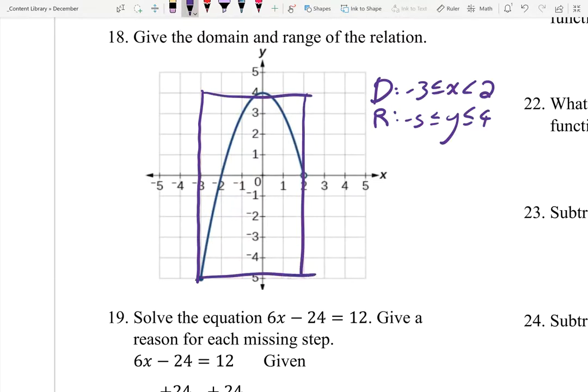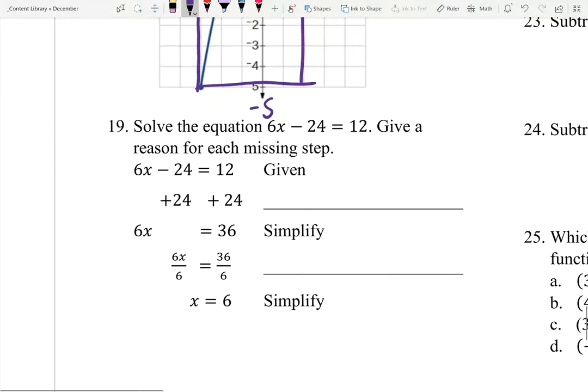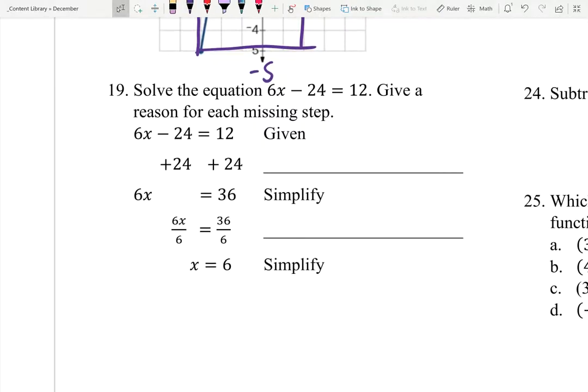Okay, just drawing lines and stuff. All right. There we go, right? -3 to 2. And, well, let me do it on the number line, right? -3 to 2. And -5 to 4. Kind of frame it in there for you. All right. So give a reason for each missing step.